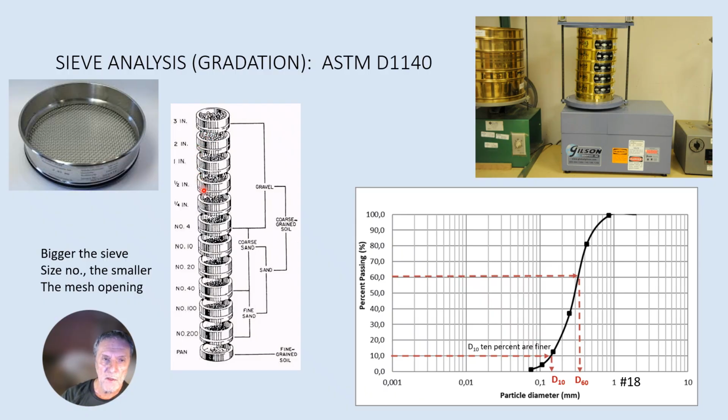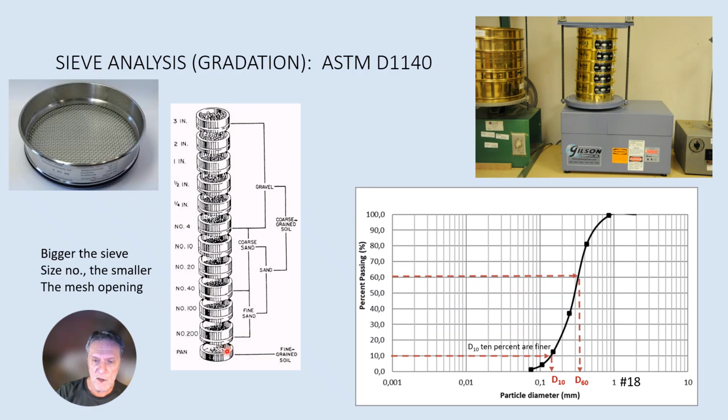Then as you go down the column, the spacing between the wires gets smaller and smaller and smaller. The smallest one we typically use is called a number 200 sieve. So any soil that passes through the number 200 sieve, you will treat differently. That means it's clay size.